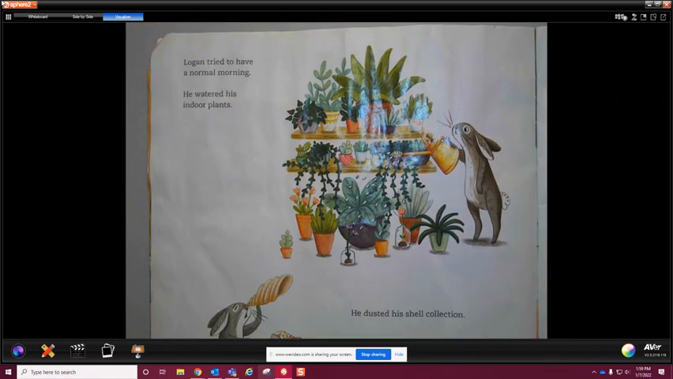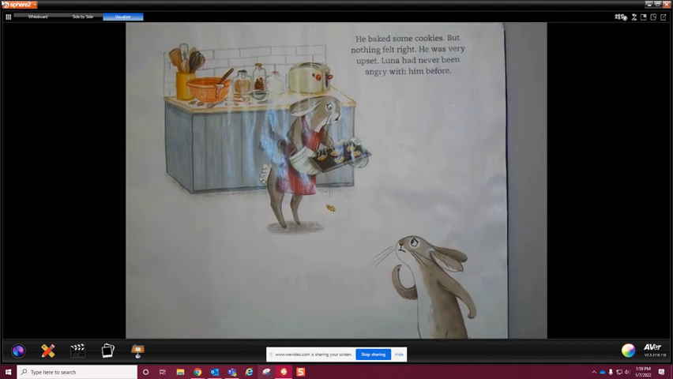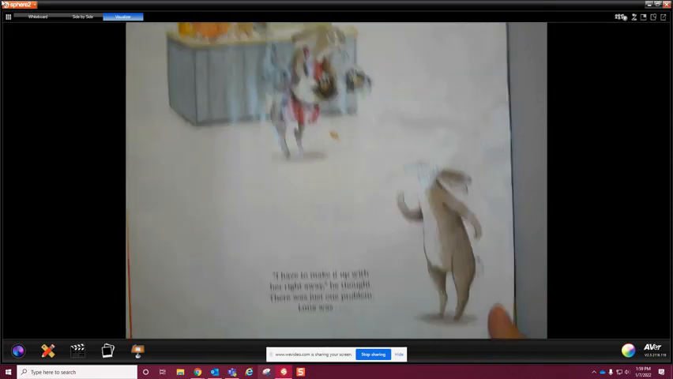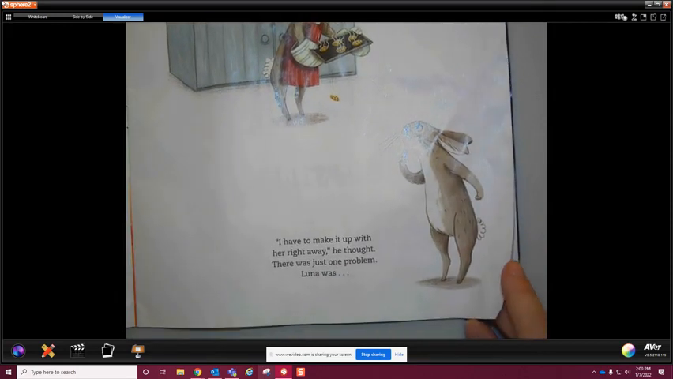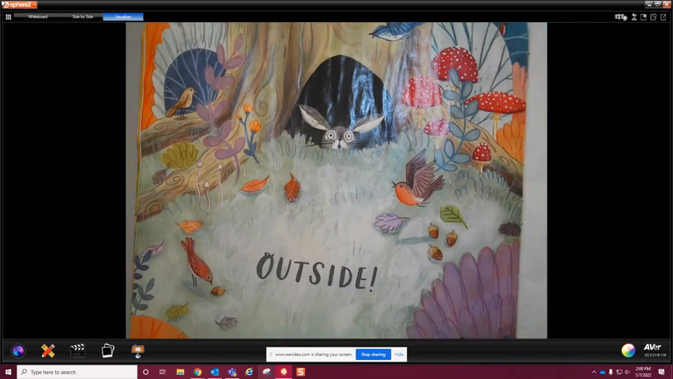Logan tried to have a normal morning. He watered his indoor plants. He dusted his shell collection. He baked some cookies, but nothing felt right. He was very upset. Luna had never been angry with him before. "I have to make it up with her right away," he thought. There was just one problem. Luna was outside.